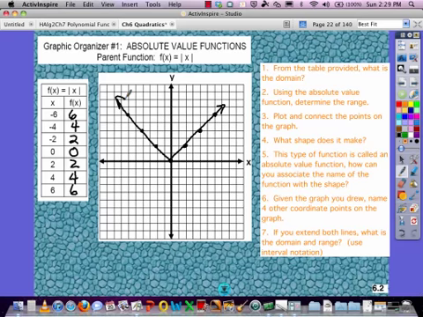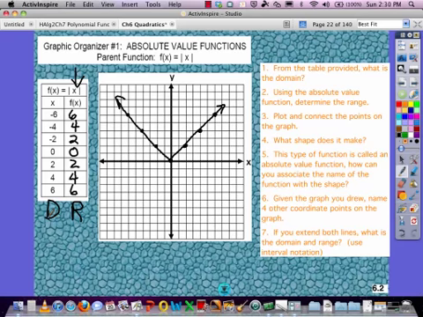So using the absolute value function, determine the range. The range is our y value, our outcome, our f of x. So what are we getting? We're getting positive real numbers and 0, because 0 is not considered positive. Plot and connect the points on the graph. We did. What shape does it make? It was a V. The domain I didn't talk about actually on number 1. We can put any kind of numbers we want in here. So that's all reals. That would be the domain.